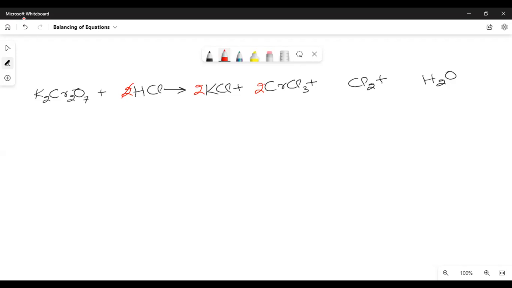We are going to put 3.5 with the water. No, 0.5 with water. No. There are 7 oxygen atoms over here. So we're going to put 7 with the water. Okay. Now it's hydrogen's turn.